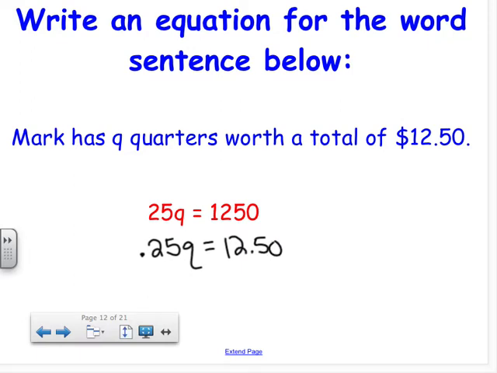This is in terms of cents. The first one is in terms of cents, and the second one is in terms of dollars. It's just depending on what you're more comfortable with. Some of you guys may not want to work with decimals, and the first equation is a way to manipulate your work so that you aren't working with decimals.